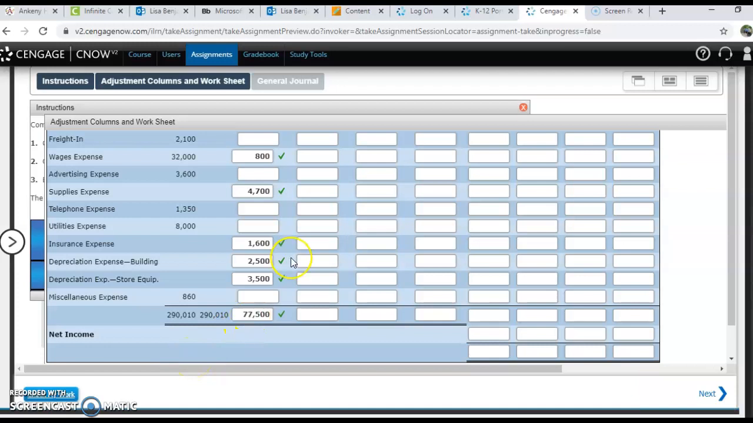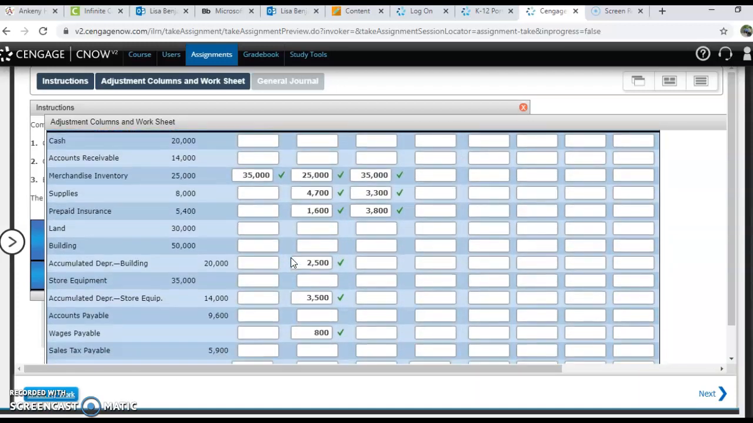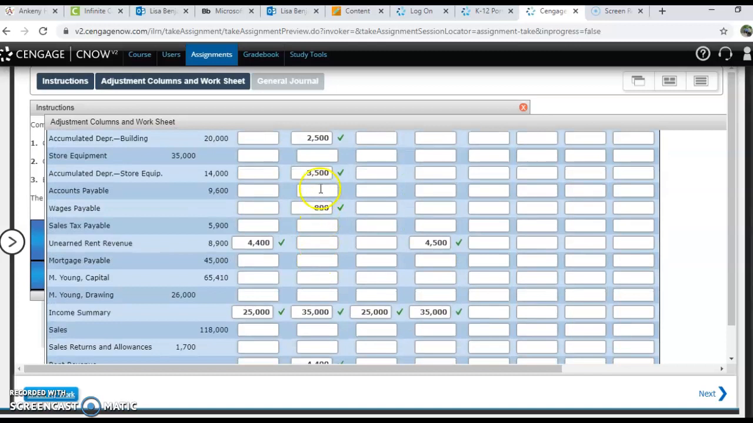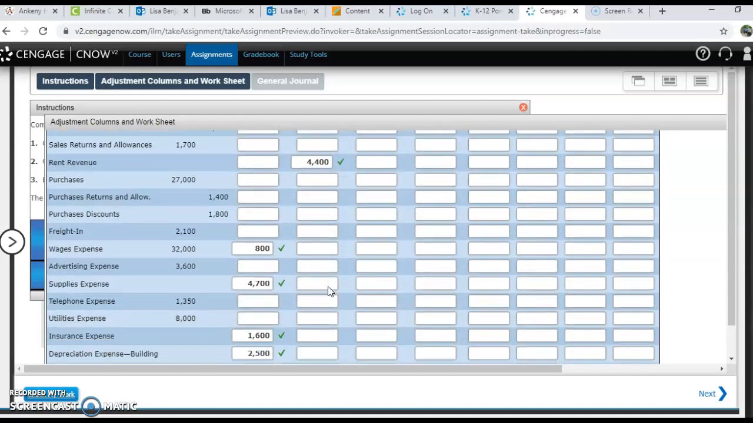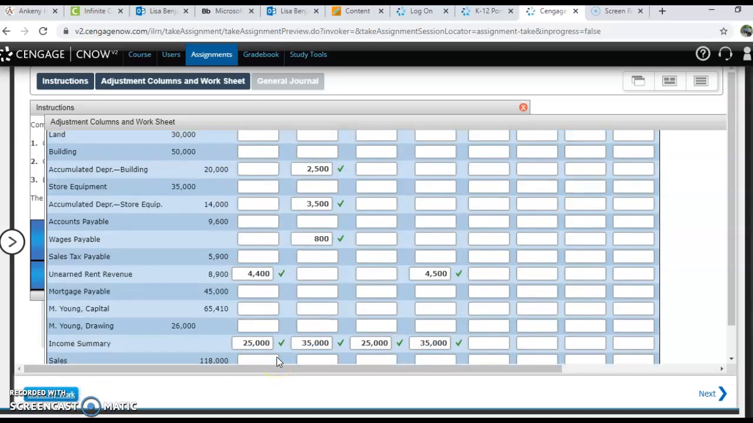Okay, and then I'm going to add up all my credits. So 25, 47, 1,600, 25, 35, 800, 35, 4,400, and they should equal each other. That's a good time. All right.